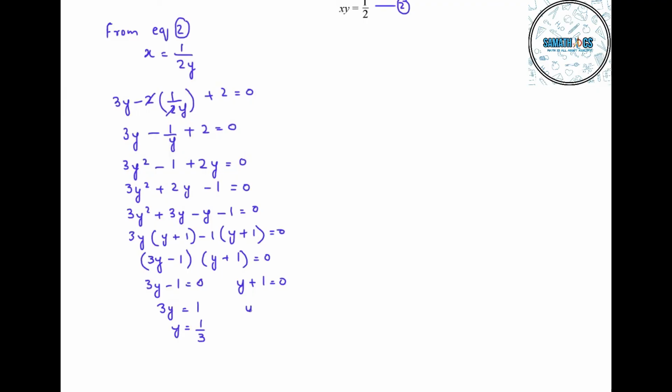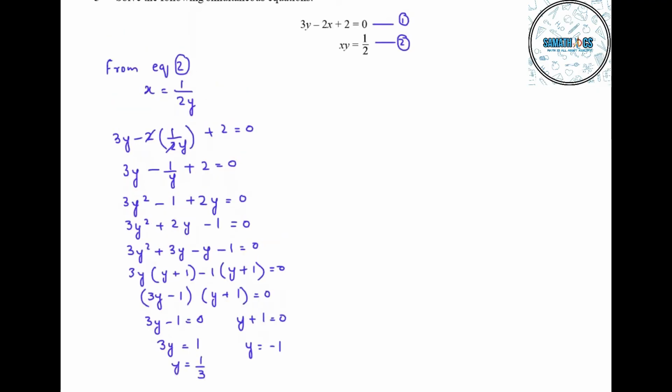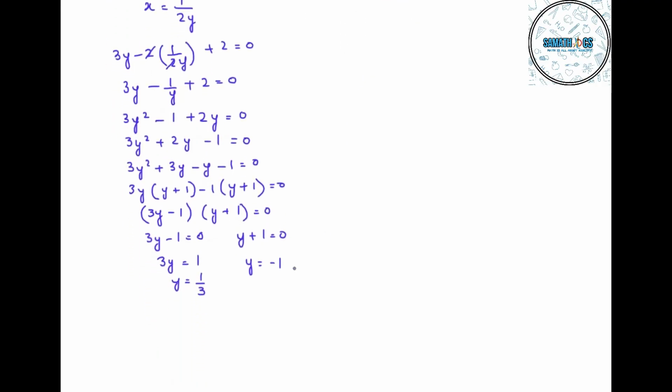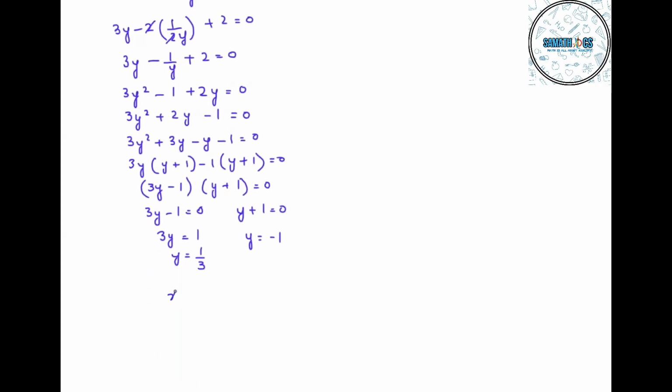Y is equal to minus 1. We can substitute these values of y in the equation xy is equal to 1 upon 2. So xy is equal to 1 upon 2. X multiplied by 1 upon 3 is equal to 1 upon 2. So we have x is equal to 3 upon 2. We can do cross multiplication. So it is 3 upon 2.